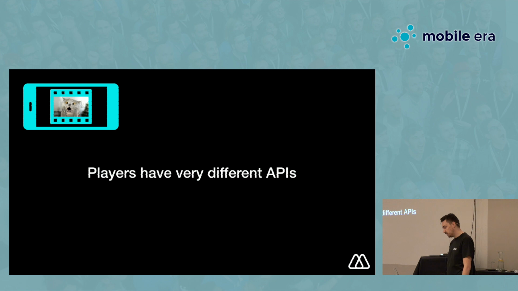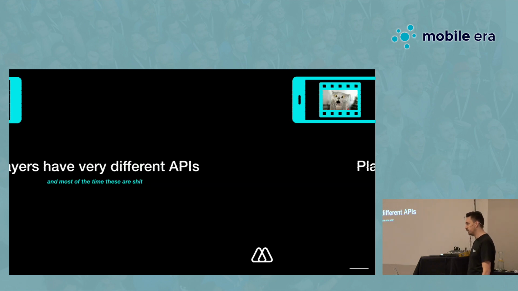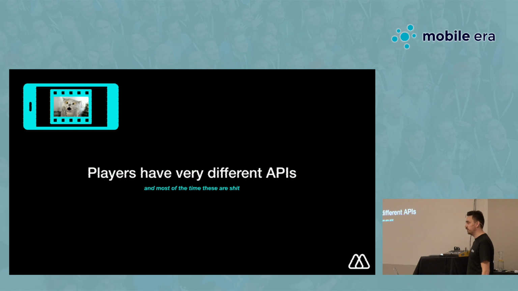Next problem, players have very different APIs. You have to learn a new player API for each platform with its quirks and pitfalls. But how easy is it really to create a rich, engaging experience for your users when you have to find hacks and workarounds in your player code? And why are seemingly simple tasks really complicated to handle?